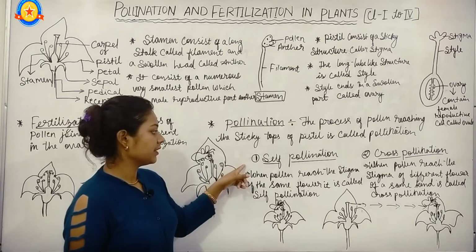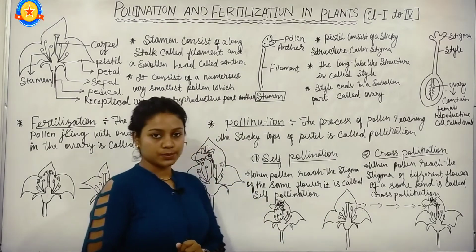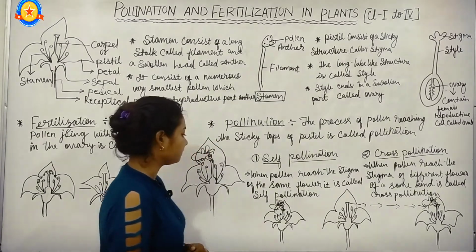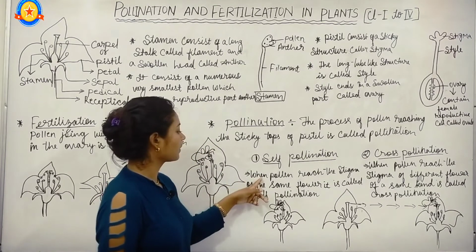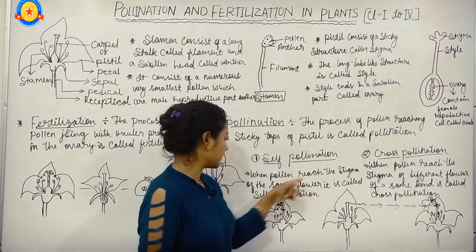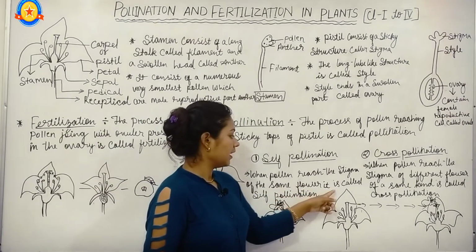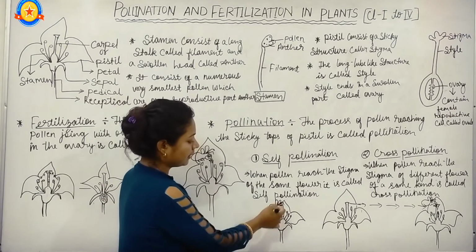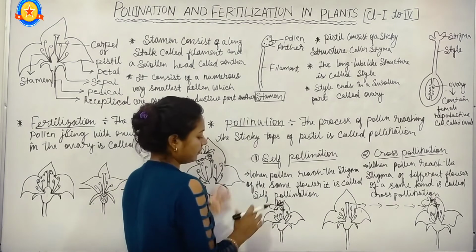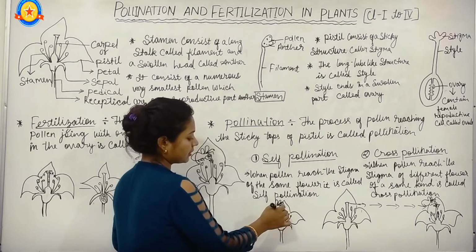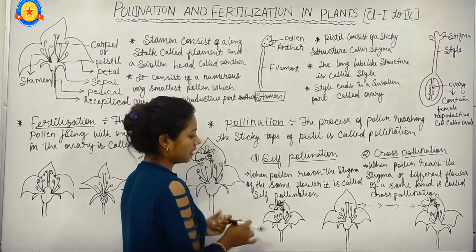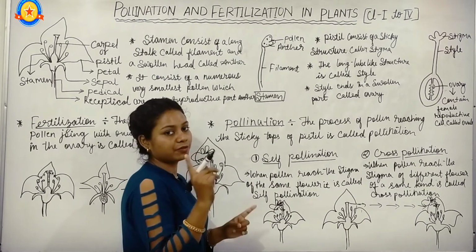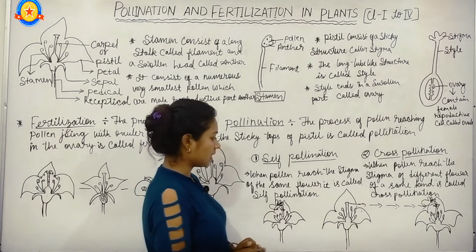In pollination there are two types: self-pollination and cross-pollination. What is self-pollination? When pollen reaches the stigma of the same flower, it is called self-pollination. It happens in one flower only and will not go anywhere. The bees or butterflies will suck in the same flower and will not move anywhere. So it is called self-pollination.